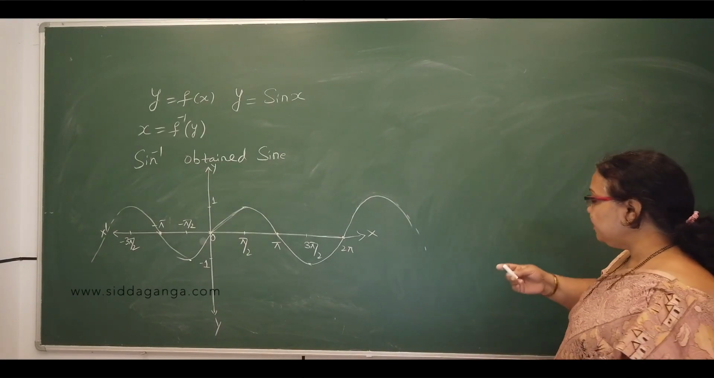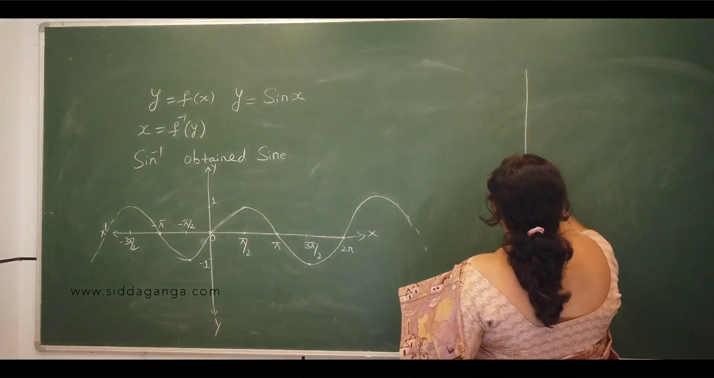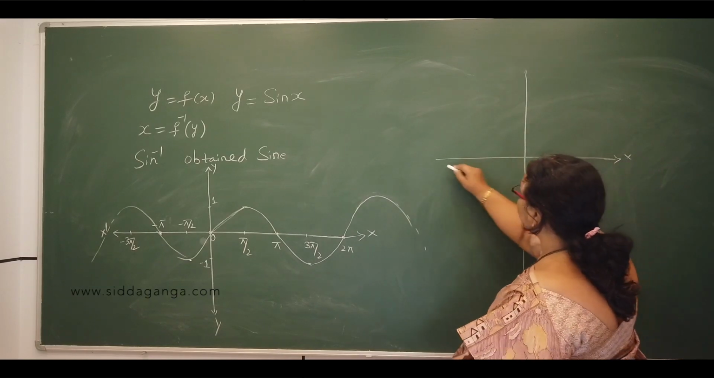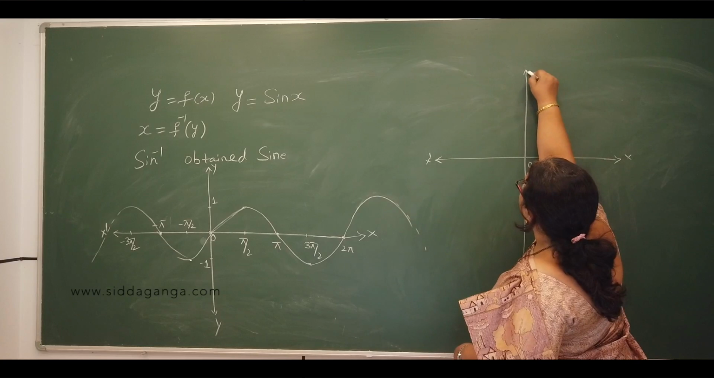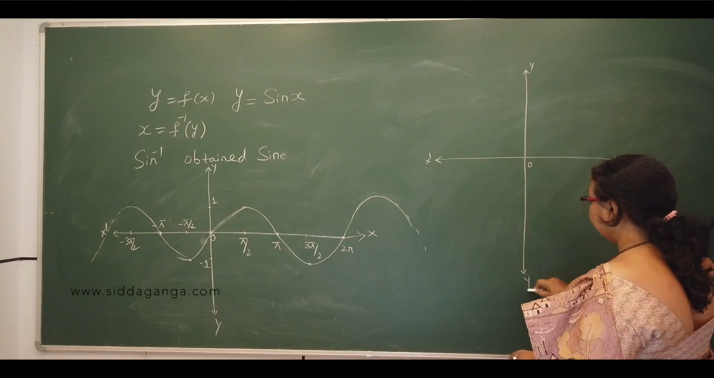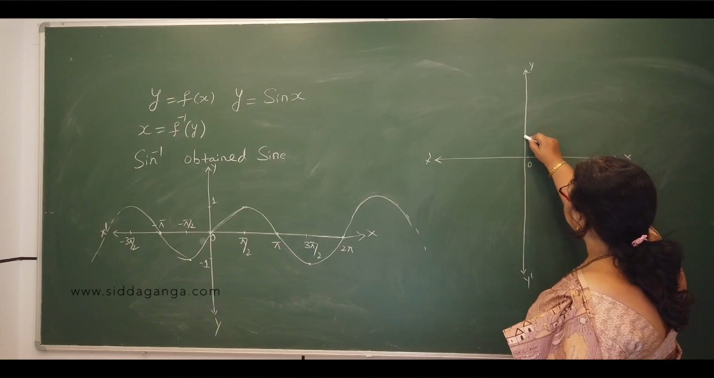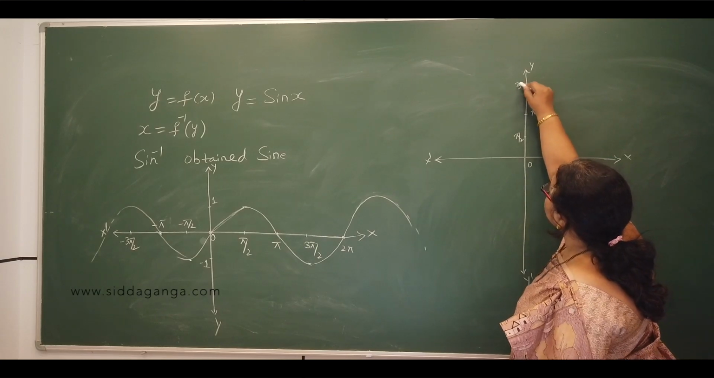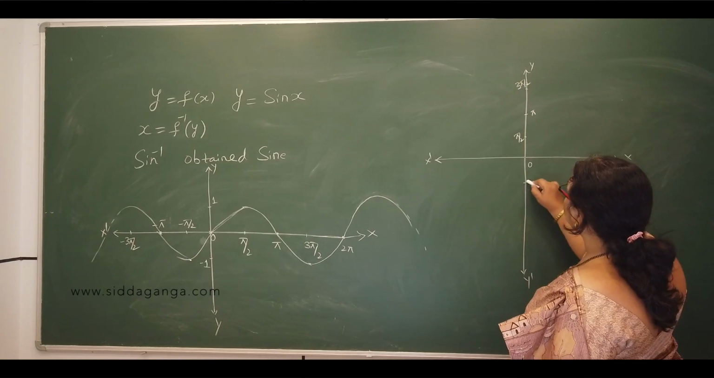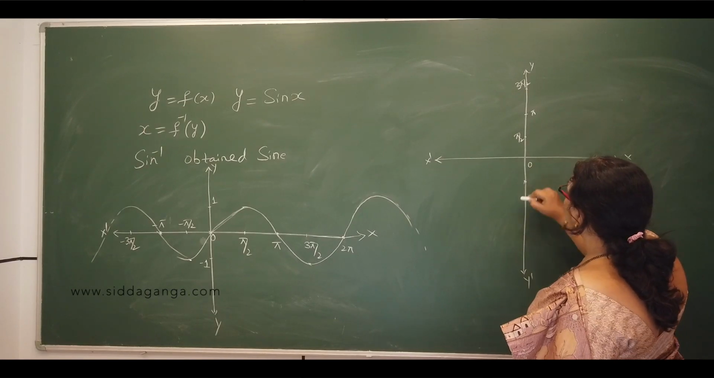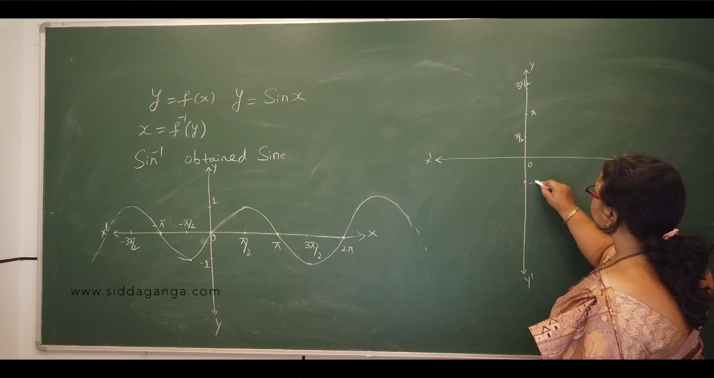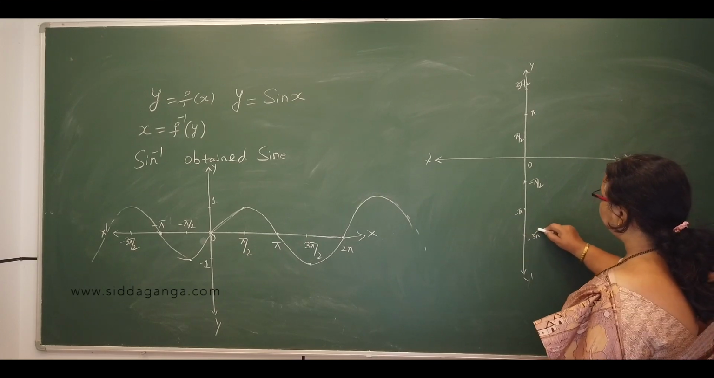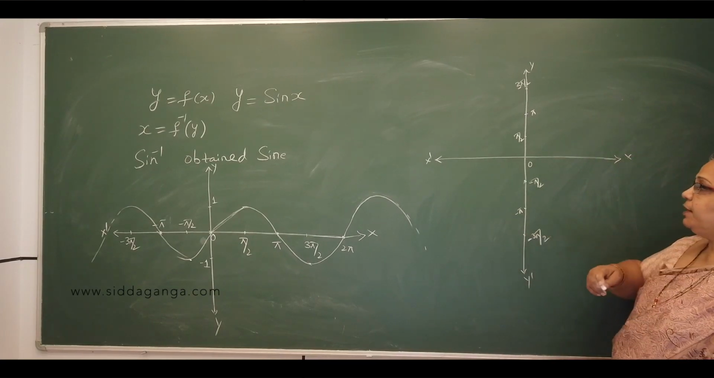We have to interchange x and y axis here. That means along the y axis we have to take the angles. Let us consider only the quadrant angles. So here 90 degree, you take 180 degree, this is 270 degree. Enough to know the graph, you only take 3 or 4 quadrant angles. Here is minus pi by 2 and minus pi and minus 3 pi by 2.